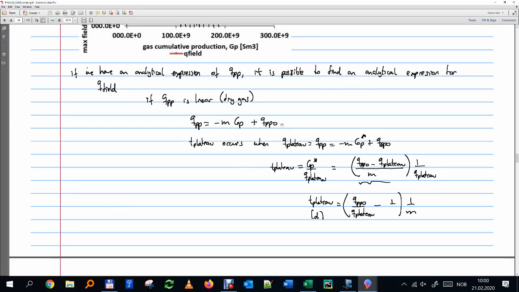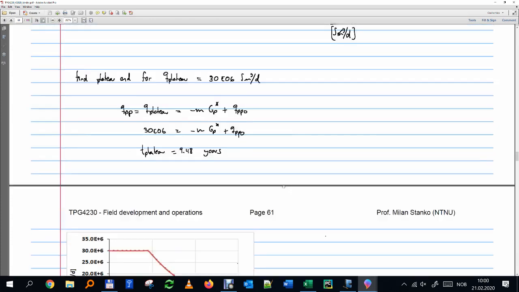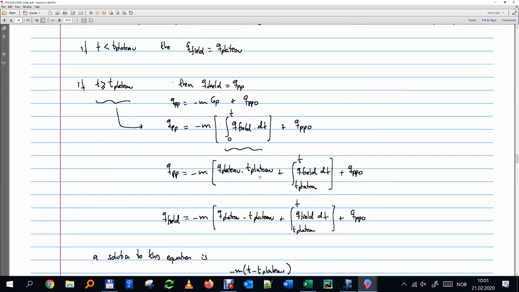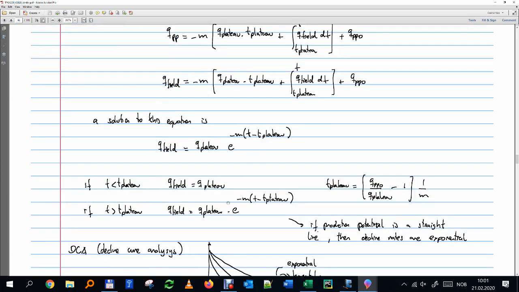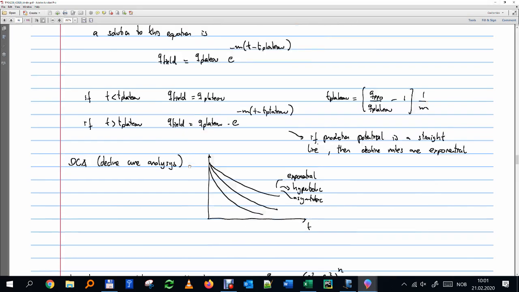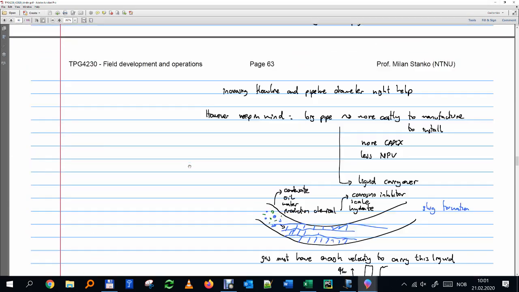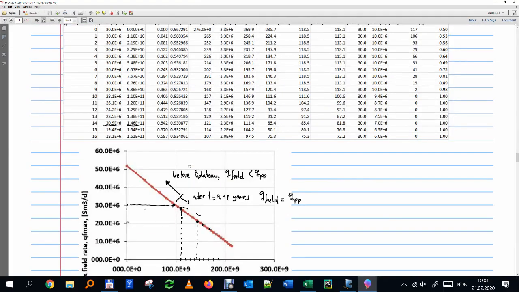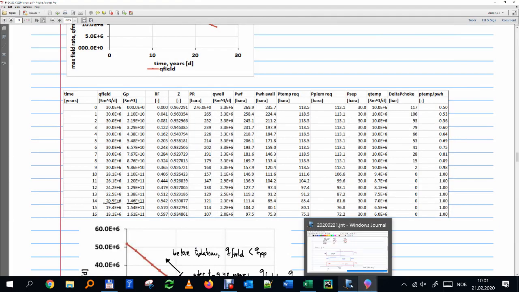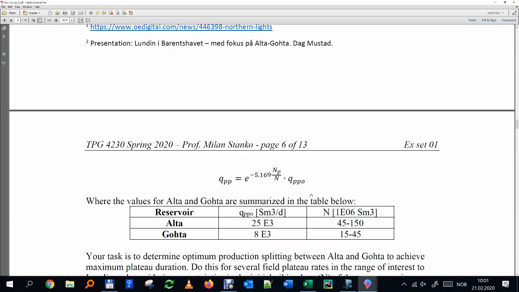You have an analytical equation. I think how we derived that equation was substituting it here, and then we did the integral, and then we found this equation, when the production potential is linear. So in that case, you have an equation. You can do it either time by time, as we have discussed in class, I think we did it here, time by time, or you can also make an analytical expression for the field rate.